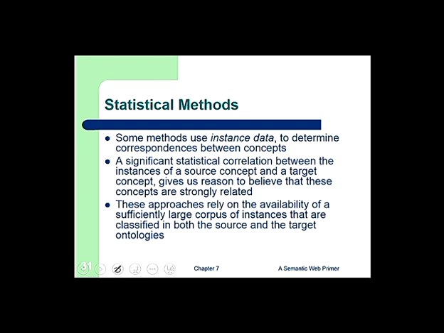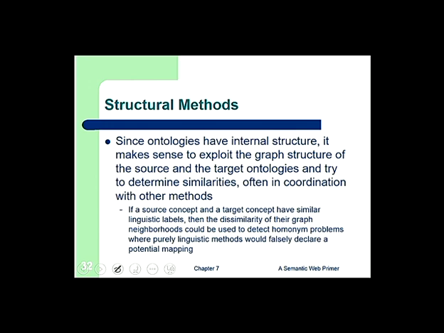There are statistical methods. Some methods use instance data to determine correspondence between concepts. A significant statistical correlation between the instances of source and target concepts gives us a reason to believe that these concepts are similar. So if we have a significant statistical correlation between different terminologies, then we can say that they are statistically the same, so probably linguistically or ontologically also they are the same. This is one way. Then there are structural methods.